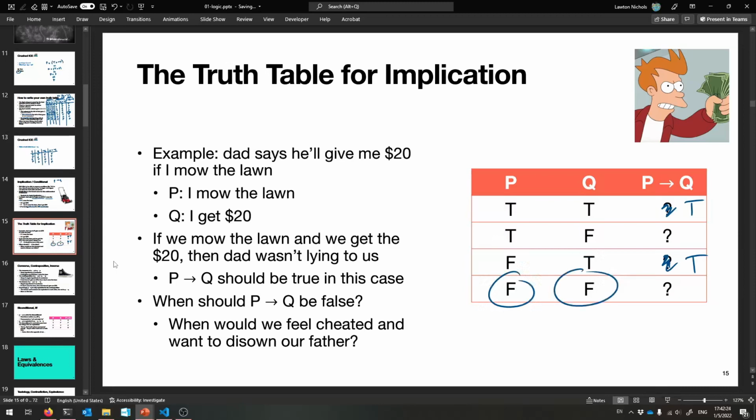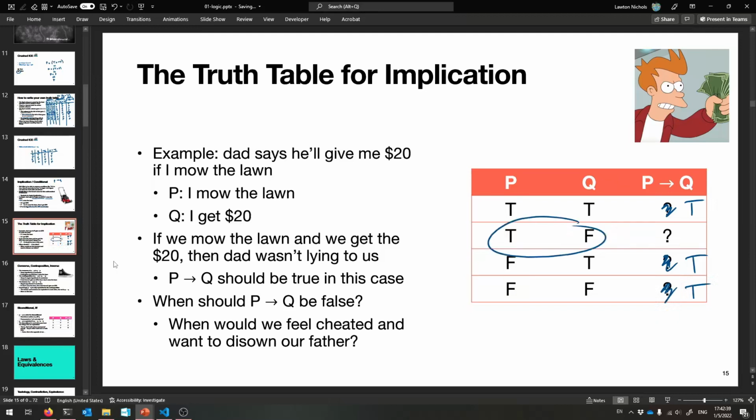Should this case be false? I didn't mow the lawn, and I didn't get $20. Well, I didn't uphold my end of the bargain, right? So I'm not sure if Dad was lying to me or not, because I didn't mow the lawn anyway. Sure, I didn't get the $20. So this we still say is true.